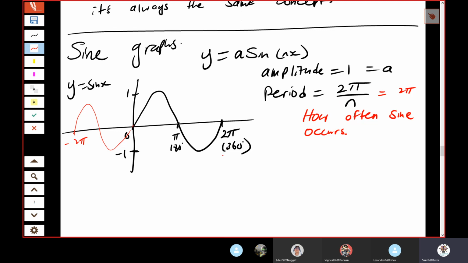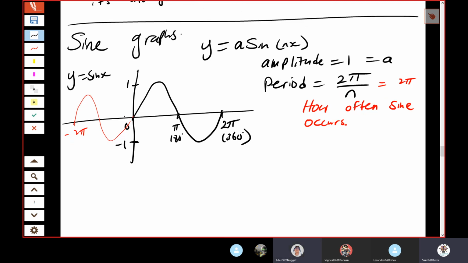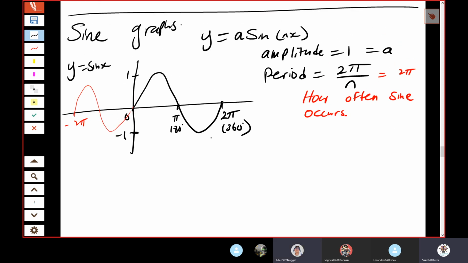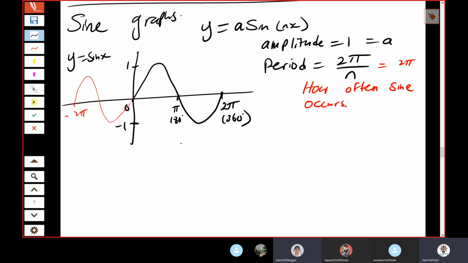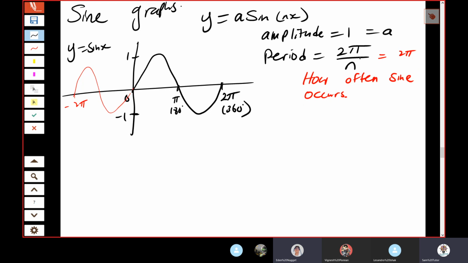Eden, what do you reckon? The good news is if you know that for that one, all the other ones you just have to memorize are the graphs. But the conclusion is the same: how often cosine occurs, how often tan occurs, or whatever. The period is the same for cos, but for tan, it's pi on n. So y equals cos x is this.